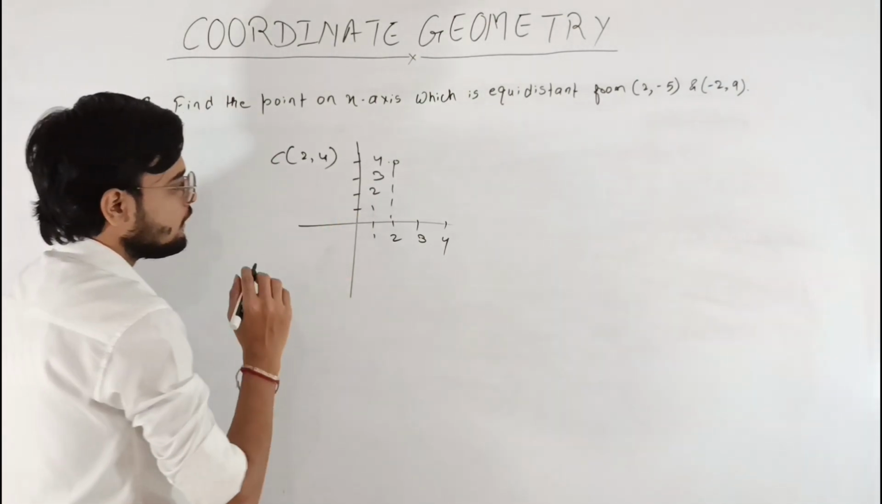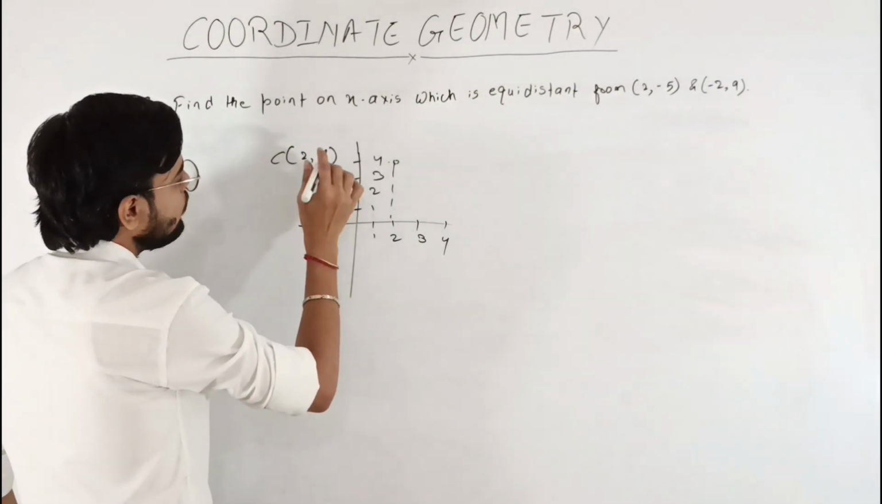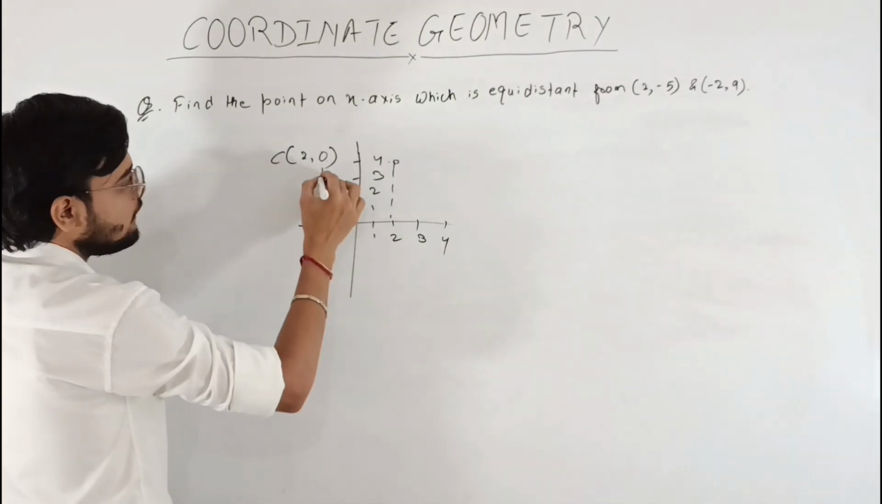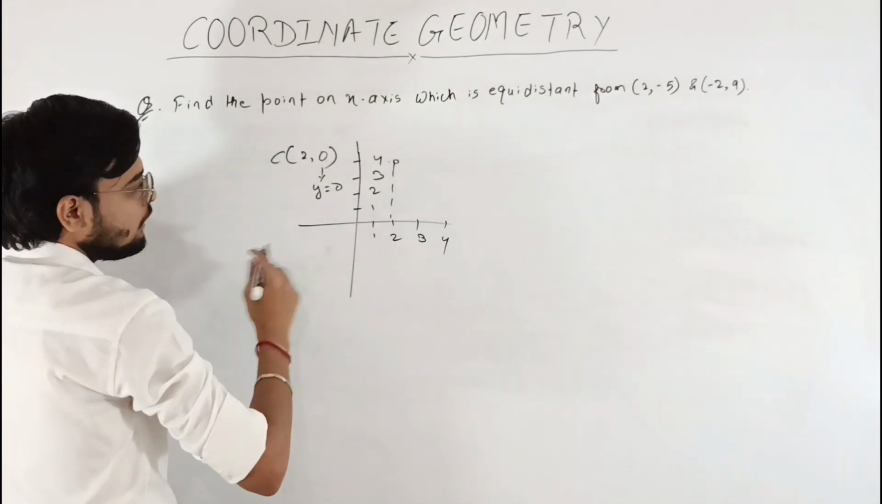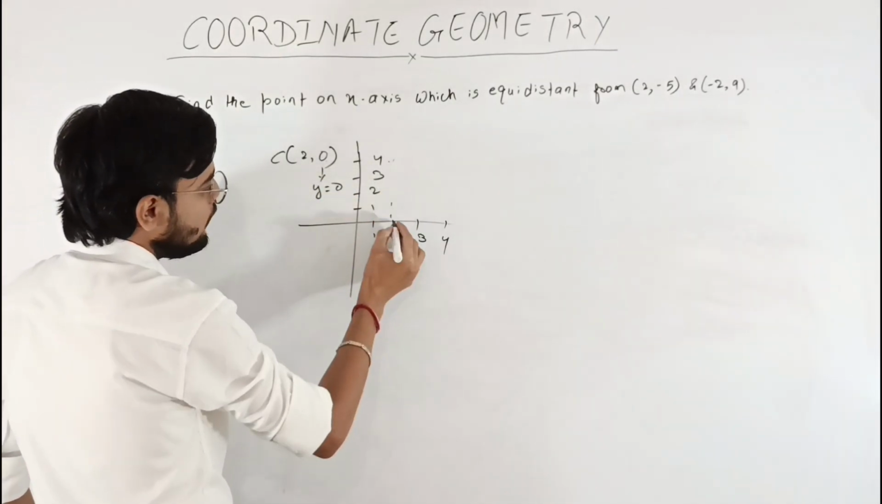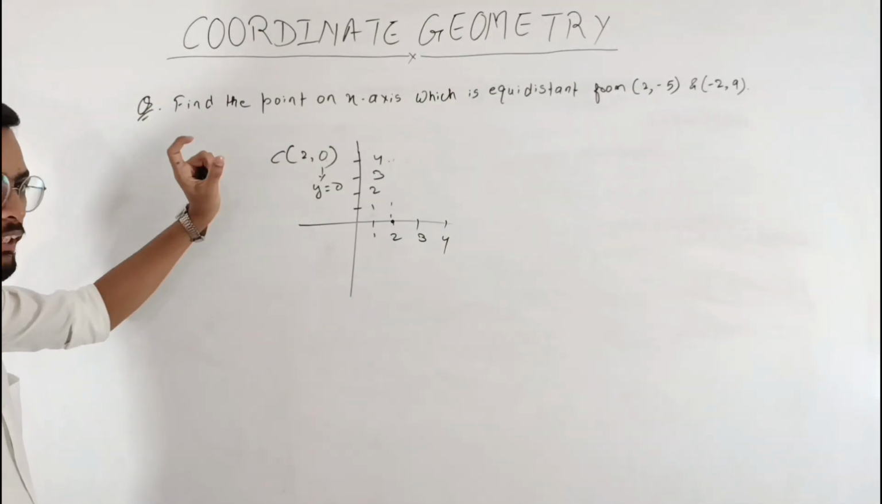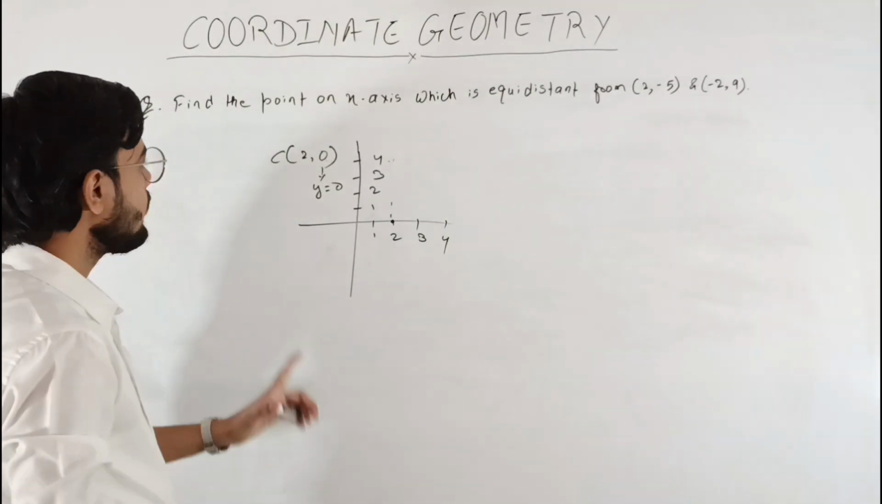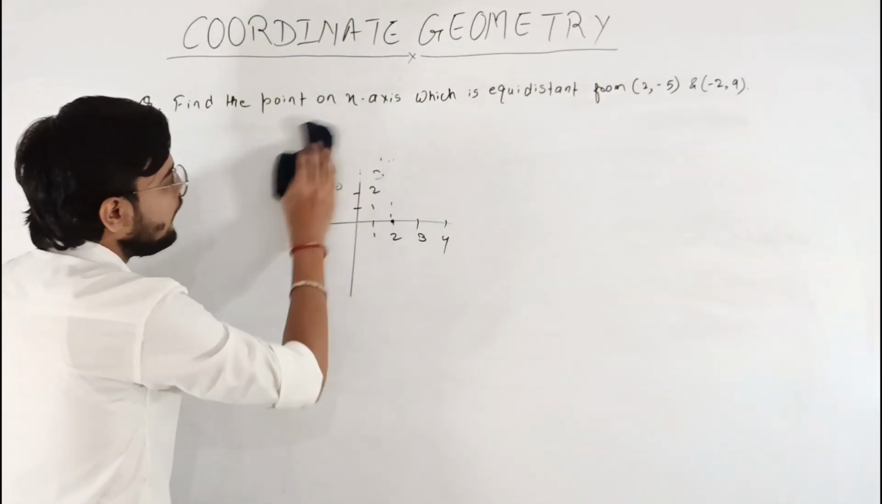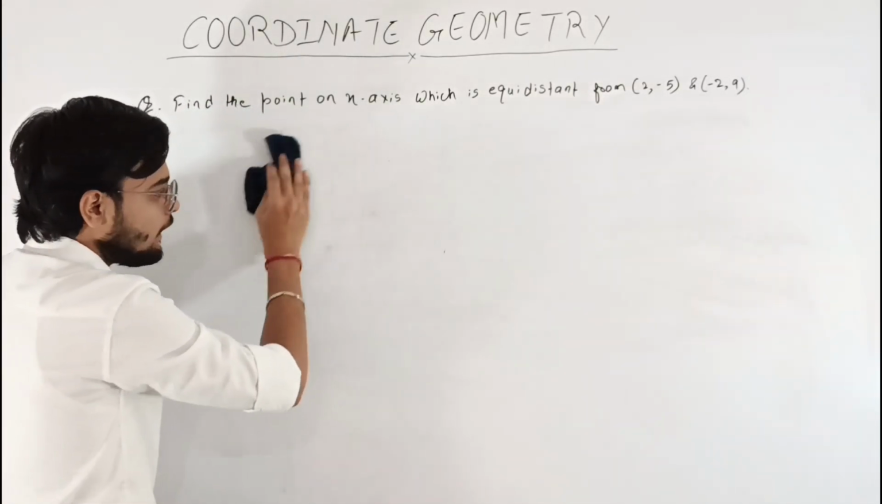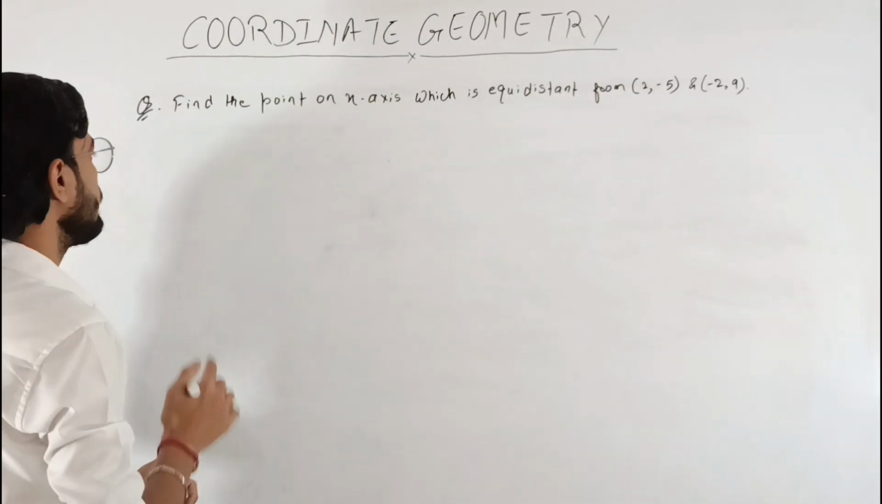But the question said this point lies on the x-axis. Now look, suppose I write (2, 0). So look here. In this case, the y coordinate is 0, then this point lies only on this 2. So when the y coordinate is 0, then a point lies on the x-axis. And the question said that this point has some x coordinate and the y coordinate is 0.